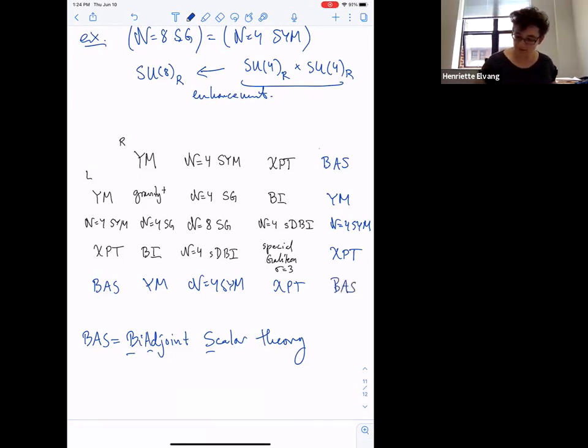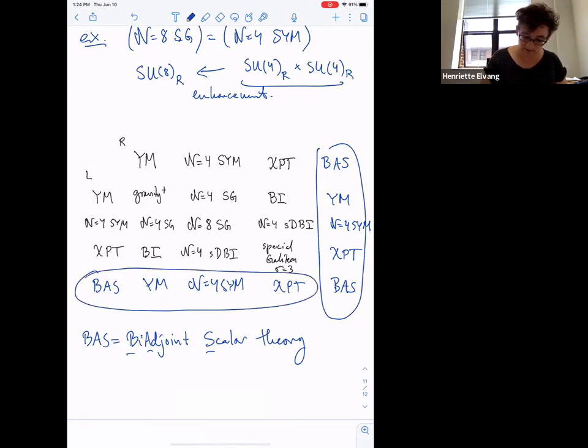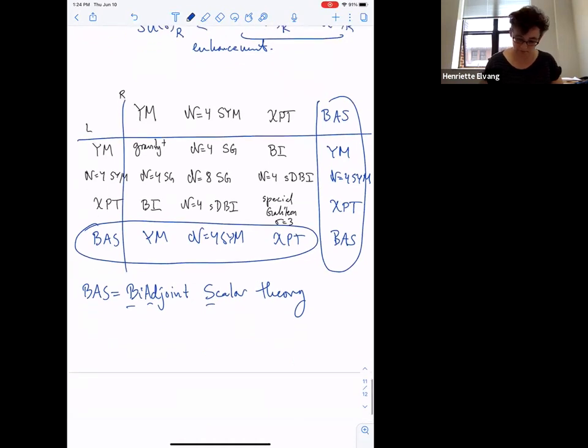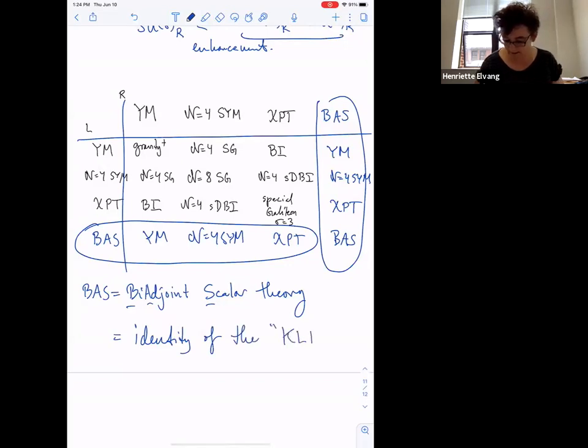So if you think about this as a map from field theory times field theory into field theories, this map we have now seen has an identity element. So basically the bi-adjoint scalar model is the identity element of this double copy. The identity of what we can call the KLT algebra.